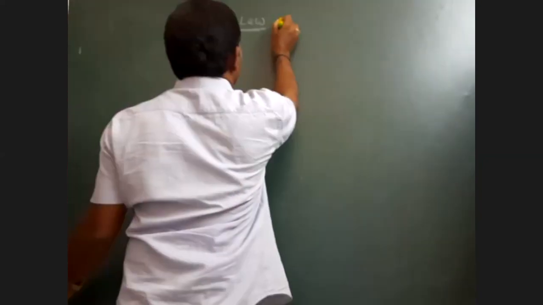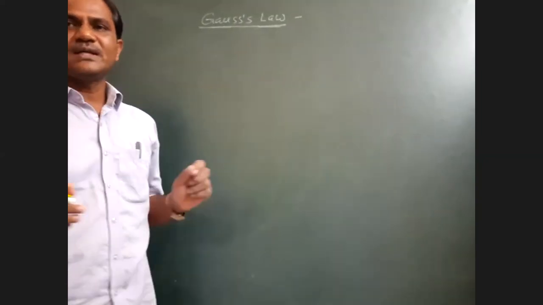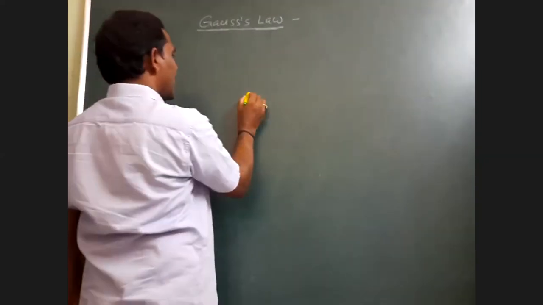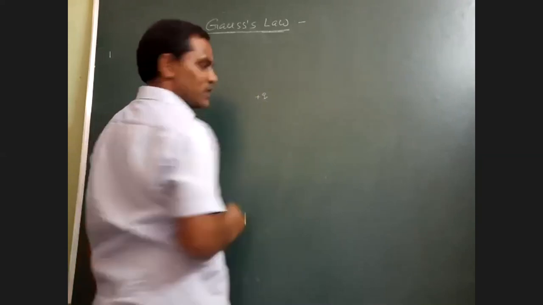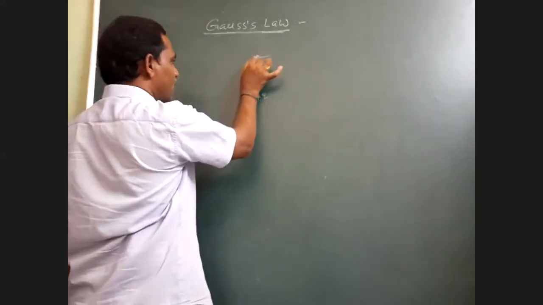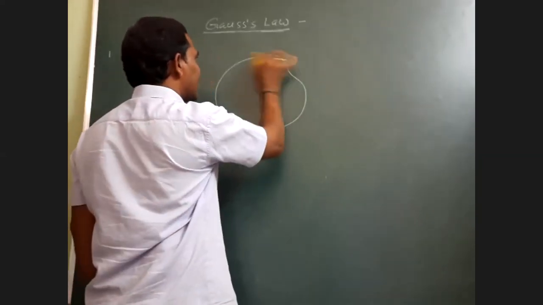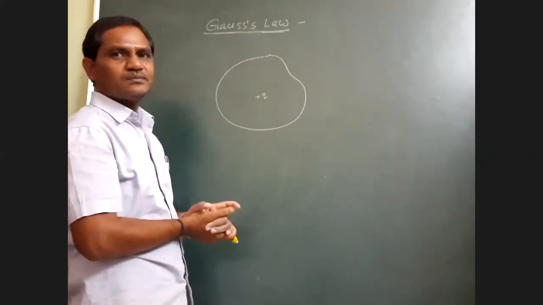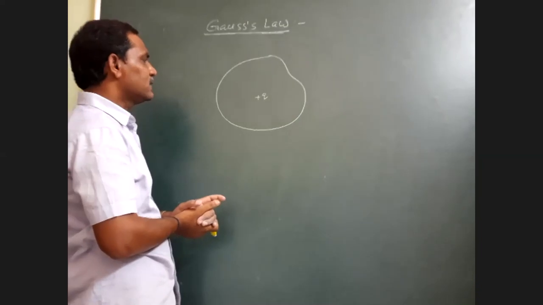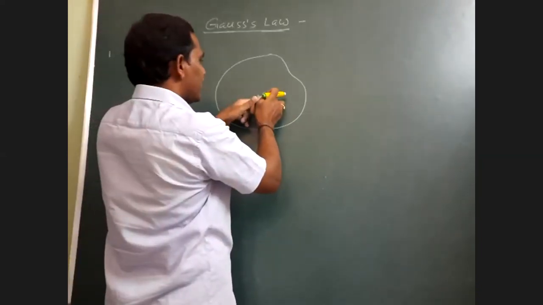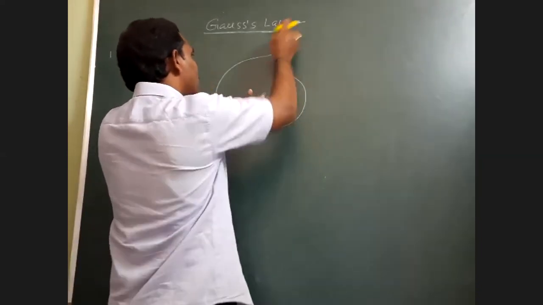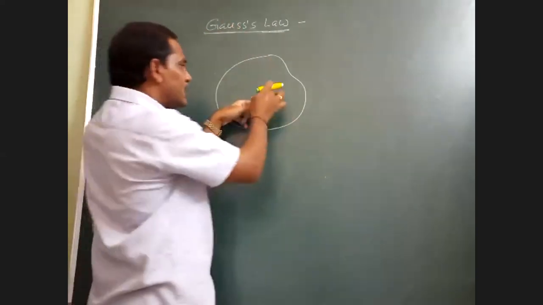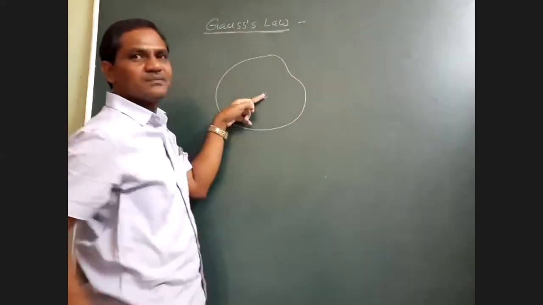This is the actual concept of the present lecture: Gauss law. What is the Gauss law? I considered a point charge plus Q. Around this, again I considered a closed surface, which has some volume in space. Since it is a point charge, a positive charge, the lines of force will come outward. So the electric flux is in the outward direction.